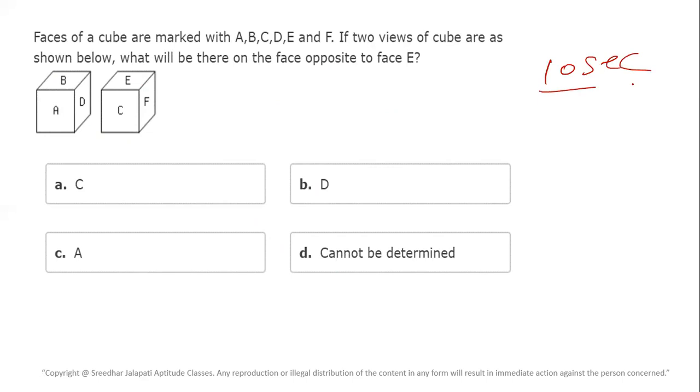Again, 10 seconds time. Try the question. Faces of a cube are marked with A, B, C, D, E, F. If two views of the cube are as shown below, what will be there on the face opposite to E? Your time starts now.